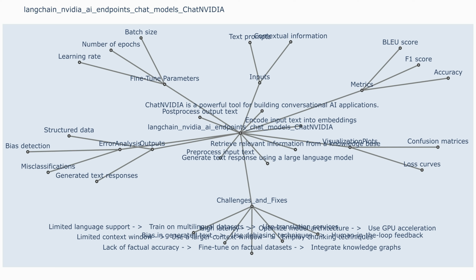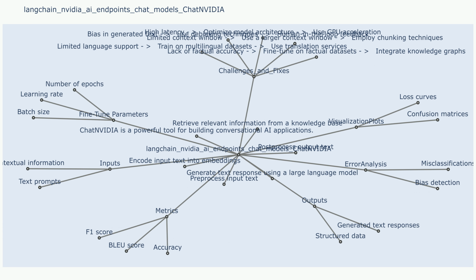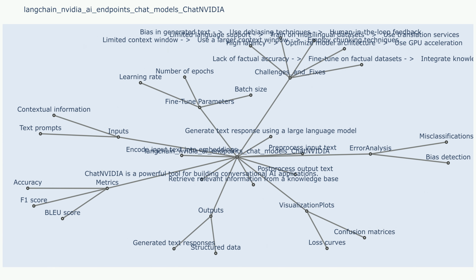Chat NVIDIA. Description: the Chat NVIDIA model is a large language model, LLM, specifically designed for conversational AI applications. It's part of the LangChain ecosystem and allows you to utilize the power of NVIDIA's AI platform for natural language understanding and generation. The model excels at tasks like generating creative text formats, translating languages, writing different kinds of creative content, and answering your questions in an informative way.